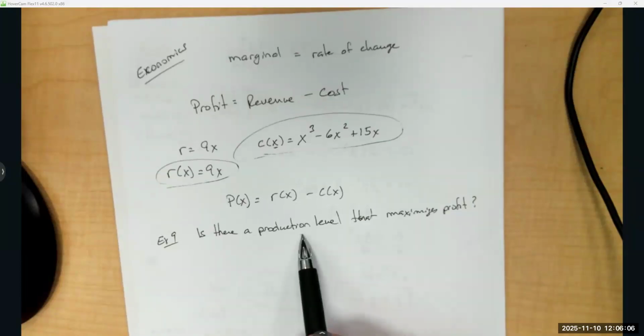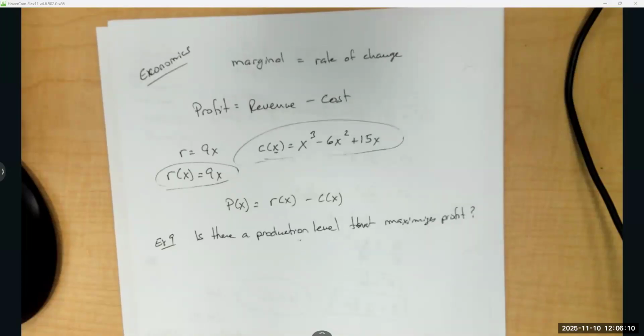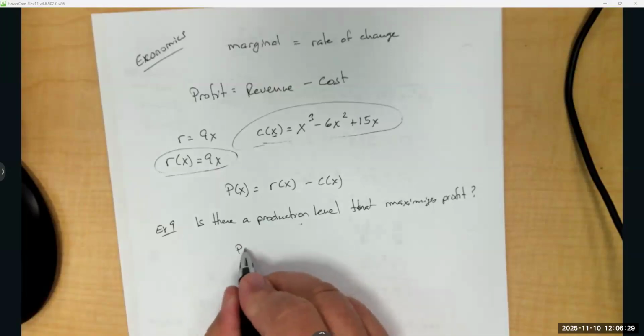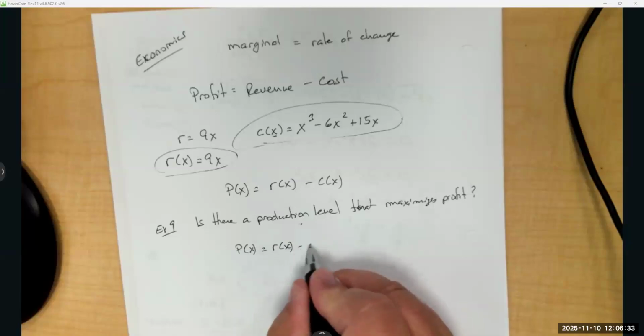Is there a production level that will maximize profit? So how do we figure out production of what? Of X's, yes. We have to look for how many X's we have to create to maximize profit. Again, maximize, it's a maxima, minima, it's an extrema. So profit is equal to revenue minus cost.